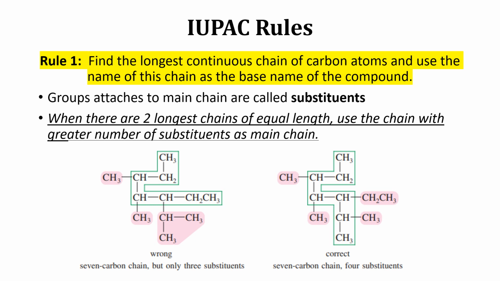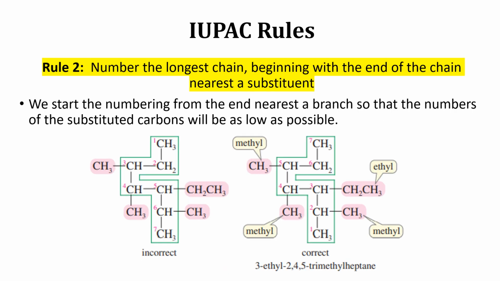The following compounds contain two different 7-carbon chains and are named as heptane. We choose the chain on the right as the main chain because it has more substituents, in red, attached to the chain. To give the location of substituents, assign a number to each carbon atom on the main chain. Rule number 2 is to number the longest chain beginning with the end of the chain nearest a substituent.